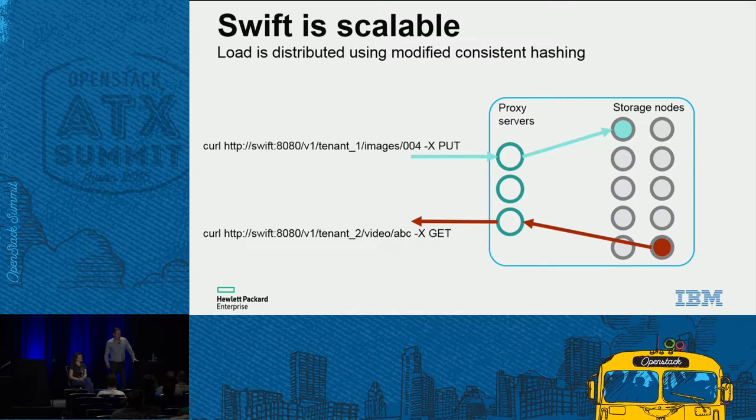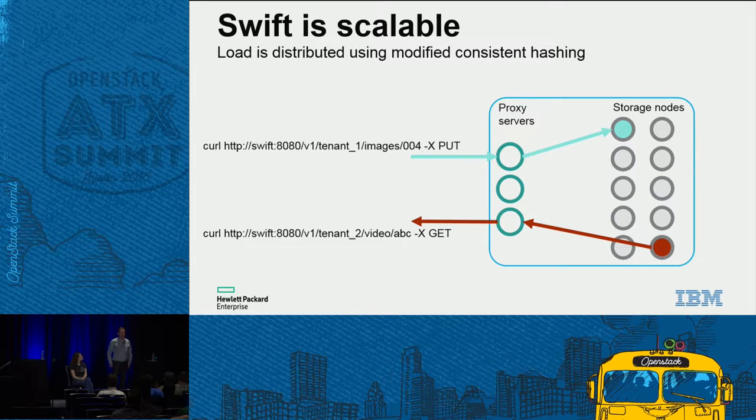Well, there's many contributing factors, but one of them is the way in which it does a great job of distributing load throughout the Swift cluster. So when an object is put into Swift, it's first handled by a proxy server at the front end. And one of the roles of that proxy server is to decide where that object will be located in a larger pool of storage nodes in the back end. And the proxy server does this using a mechanism known as consistent hashing, a slightly modified form of consistent hashing.